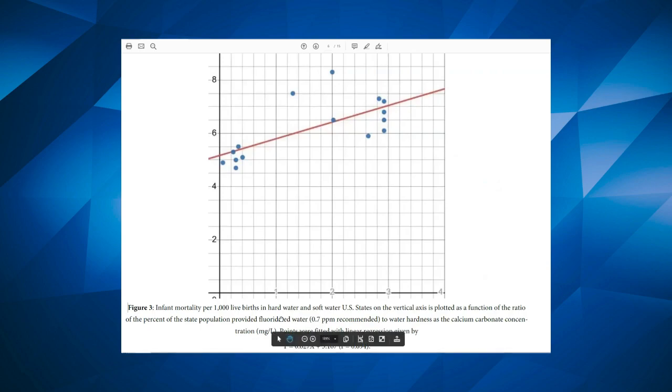I plotted data from about 70 million people in the United States, where these blue dots over here were states that are known to have hard water, and these blue dots were states that had soft water. And they're all fluoridated to a substantial degree. And so the ratio of fluoride to calcium, as it goes up, the infant mortality rate goes up with it. These are infants that do not make it after they're born.